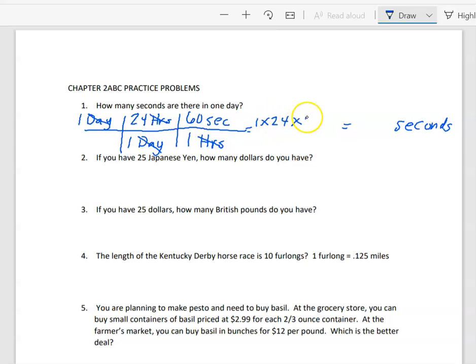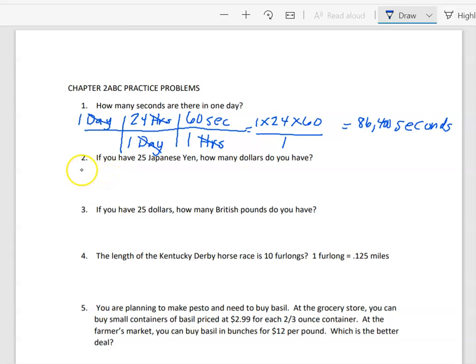24 times 60, my units are seconds, so that part is correct. And on the bottom, 1 times 1 is just 1. I have no units left. Well, that's going to be 86,400 seconds divided by 1, which is just going to give me back what I started with.